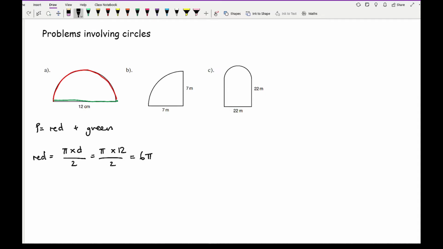Now I could type that into my calculator to work out what the answer is going to be, which again I'm going to leave for now. I'm just going to leave it as 6 pi. I know it's going to be a decimal number, so I'm going to leave it as that.